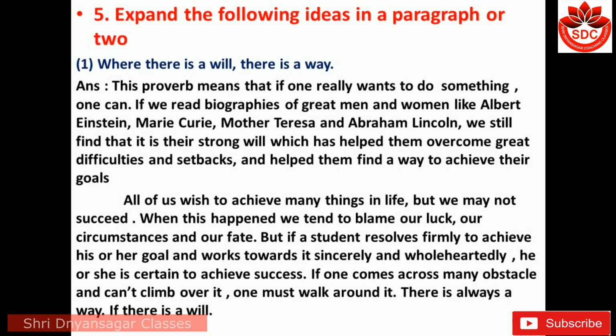All of us wish to achieve many things in life, but we may not succeed. When this happens, we tend to blame our luck, our circumstances, and our fate. But if a student resolves firmly to achieve his or her goal and works towards it sincerely and wholeheartedly, he or she is certain to achieve success. If one comes across many obstacles and can't climb over them, one must walk around them. There is always a way. If there is a will, there is a way.